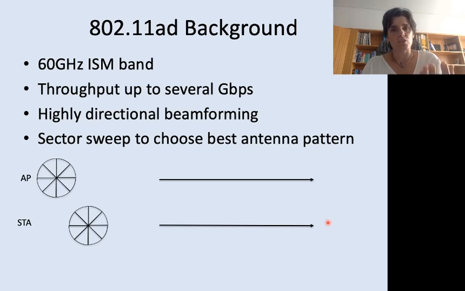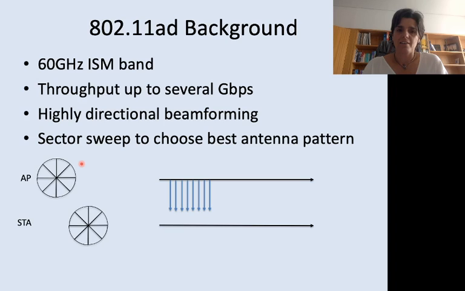That's what I'm going to show you briefly now. On the bottom left, you see the representation of two stations, the access point and the client. All these pie slices represent the antenna sectors. So how does this work? The AP starts sending beacons on each of its own sectors, and the station measures the received SNR with an omnidirectional receiver antenna. This is called the initiator sector sweep.